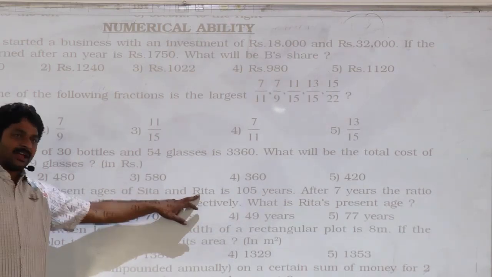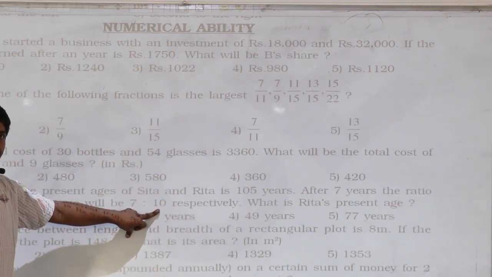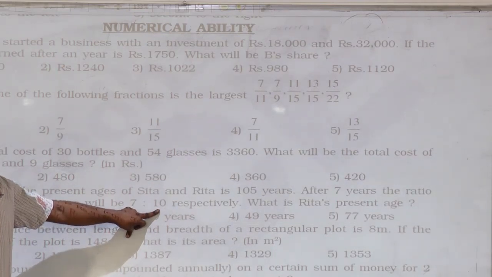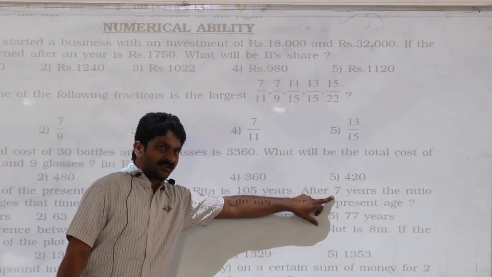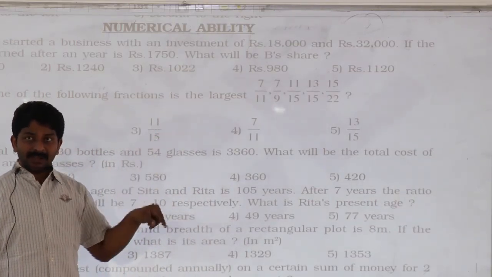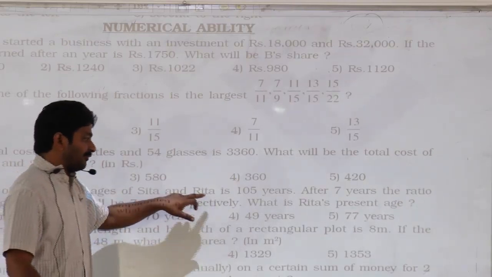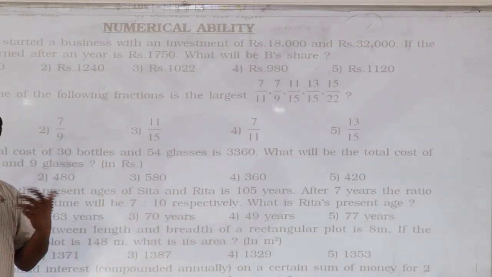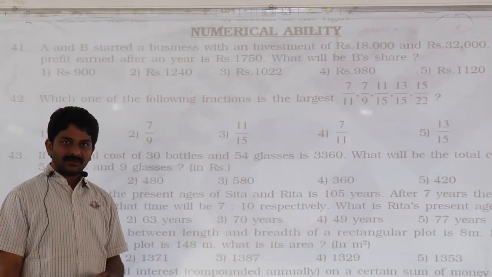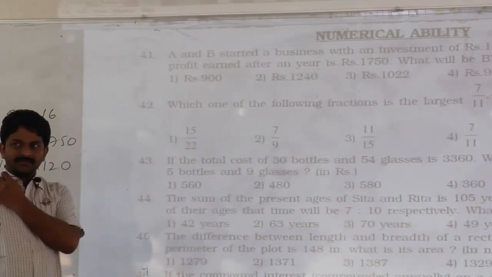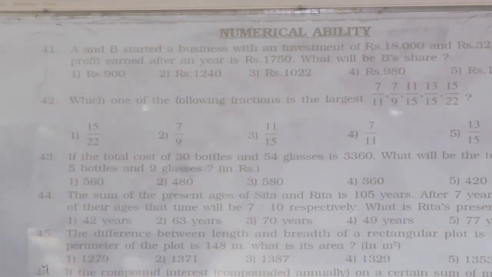According to the ratio, Rita's age should be 10 parts, a multiple of 10. When will it be a multiple of 10? After 7 years. If it should be a multiple of 10 then, the present age of Rita should end with 3. Then only when you add 7 does it become a multiple of 10. Yes or no? So Rita's age should end with 3. There is only one option, 63. Got it? Next.